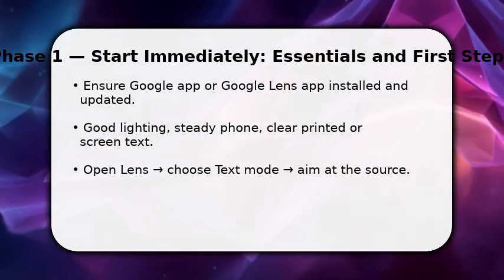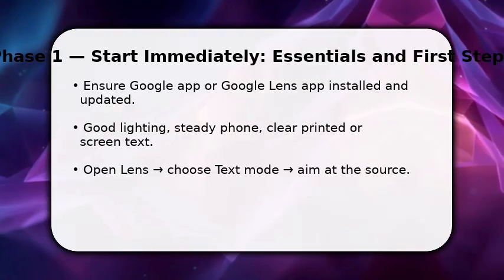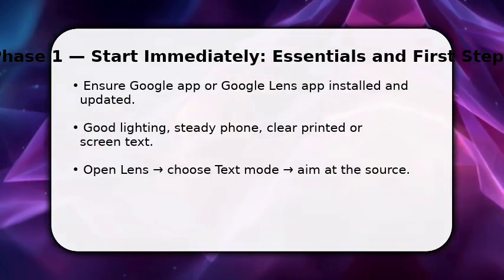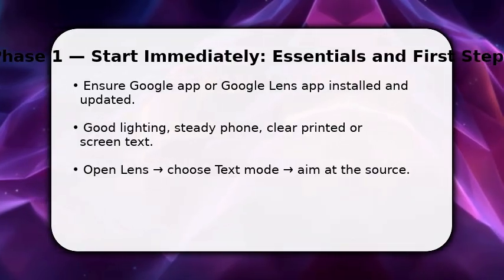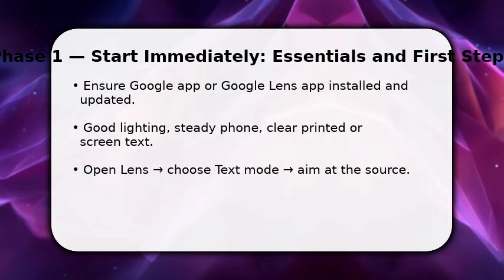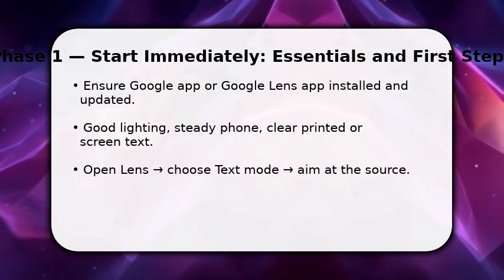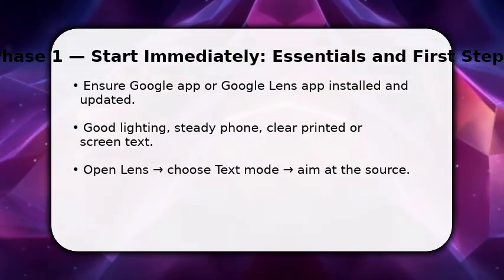You aim the camera at the text and gently hold still, because accuracy depends on clarity. Make sure Lens locks focus, then tap the screen to capture. This first capture step converts pixels into editable text, which is the only reliable way to type using Lens.